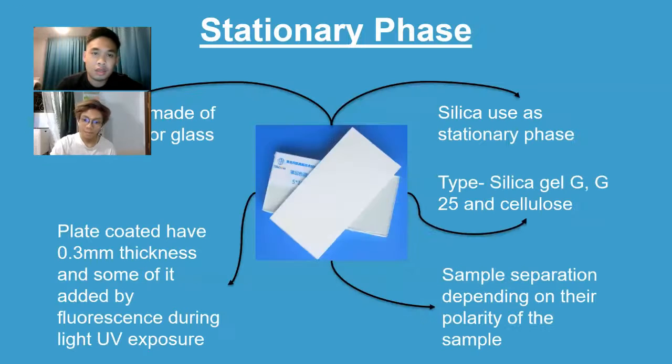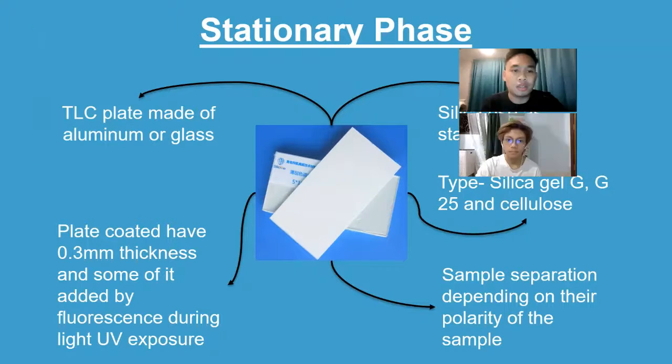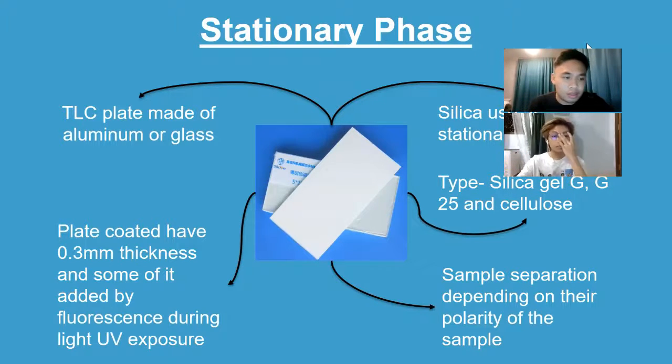Okay, so next is the stationary phase. In the stationary phase, the TLC plate is made of aluminum or glass. The plate is coated to 0.3 millimeter thickness, and some of it is added with a fluorescent indicator for UV light exposure. The TLC plate is a plate that will be put in the glass chamber, and it has already been coated with the fluorescence.